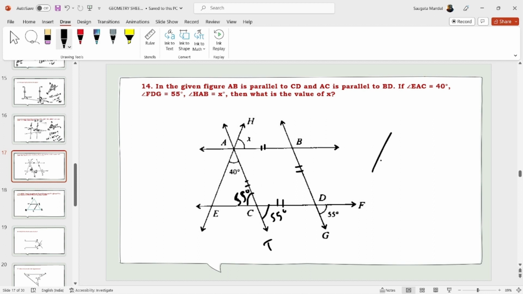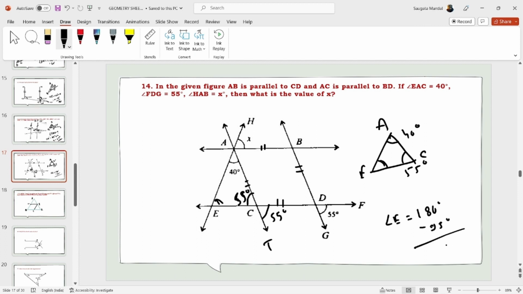And in a triangle, this angle is 40 degrees, this angle is 55 degrees. And what is the value of these angles? This is A, this is E, this is C. What is the value of E? 180 degrees minus 95 degrees, 85 degrees. What is the value of this angle? This is 85 degrees.